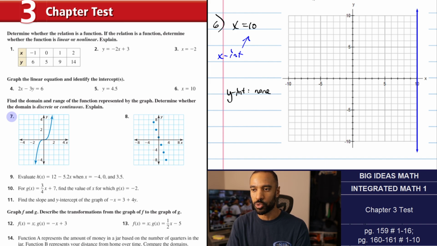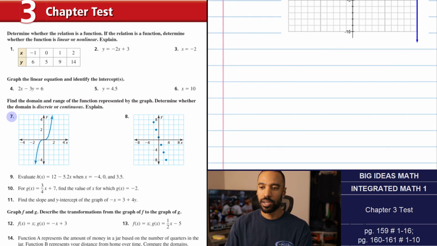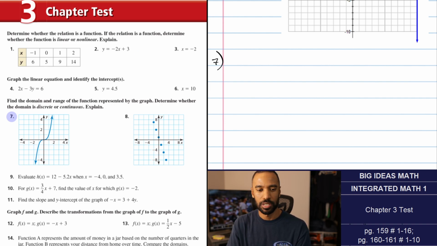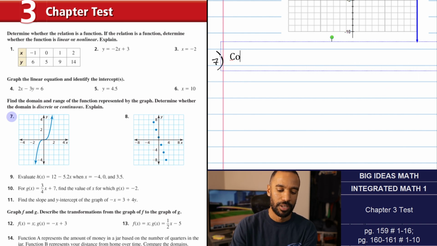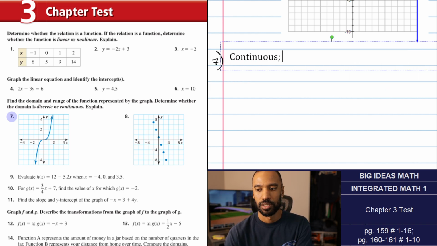and explain, or discrete or continuous and explain. So on number 7, what we have is a continuous function there. It's continuous because all the points are connected. If you don't lift the pencil from the paper to make the drawing, that's kind of the way that I describe that one. Continuous, all the points are connected.